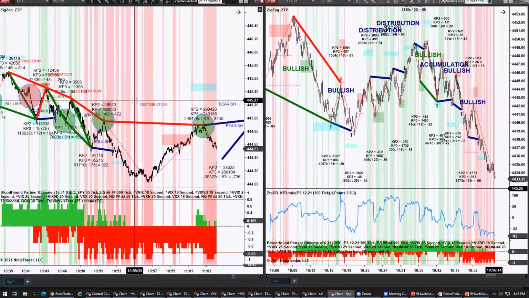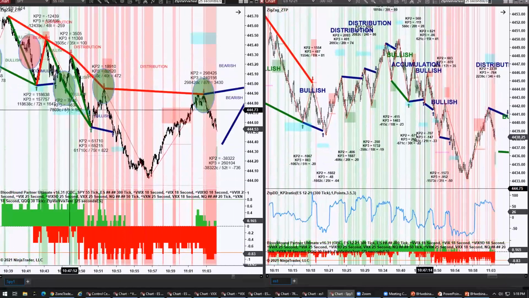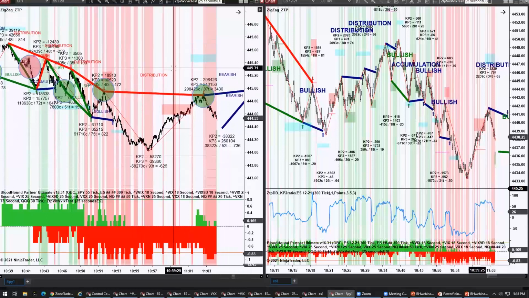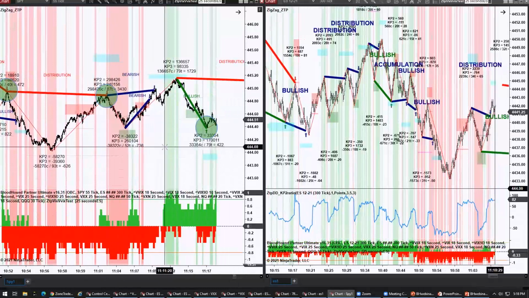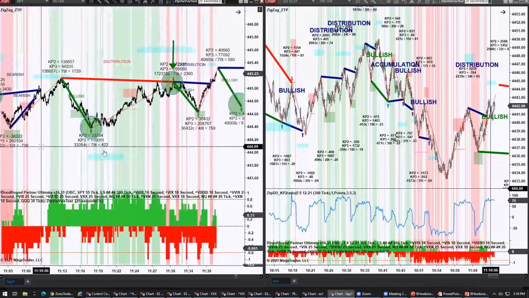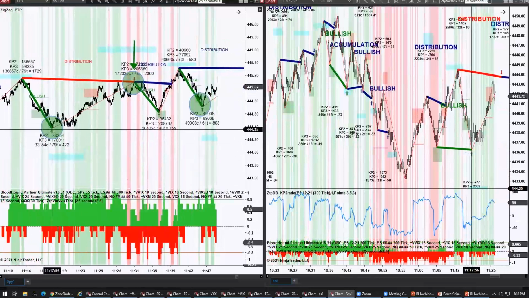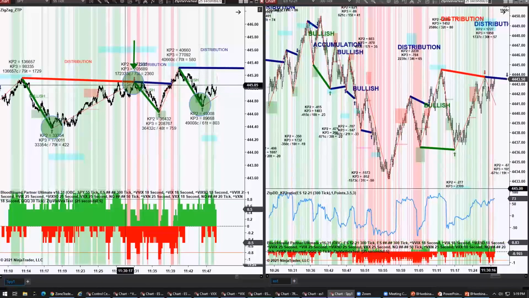We then start having a distribution short signal right here. And that was good for a little over 9 points. Another distribution short signal good for about 5. We then go back to having a bullish VIX here, get about 7 points out of that. We're being told right here, get out of the trade.